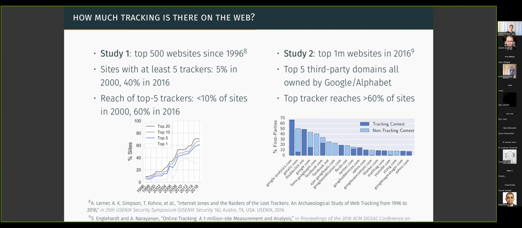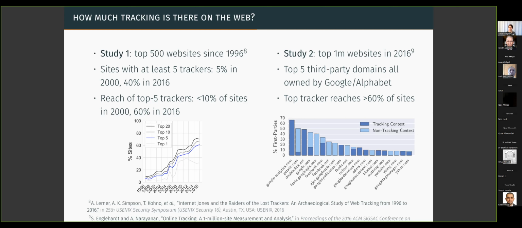And then the reach of the best trackers also vastly increased. So in 2000, the best trackers saw under 10% of websites, whereas in 2016, it was already 60%. Now, if an individual tracker can see 60% of all websites, that means 60% of the browsing that you do most likely ends up in a single tracker's database.